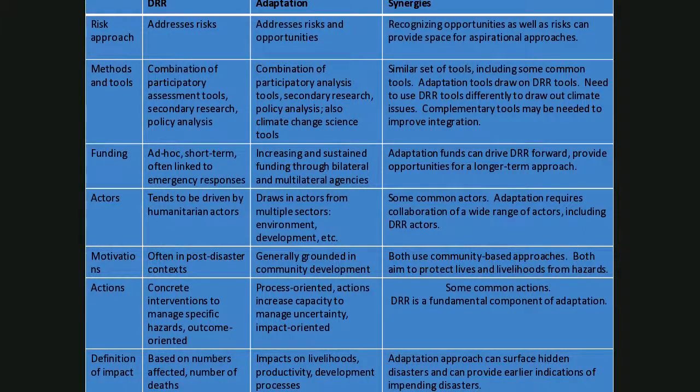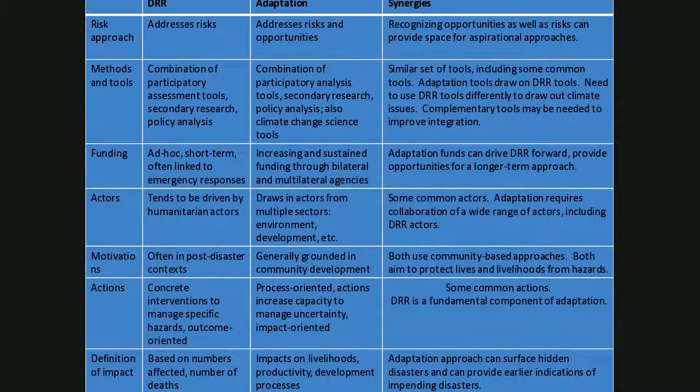When we look at adaptation, we say, okay, how are we going to help these communities to change their behaviors, to change their attitudes and their actions as a way to increase their capacity or their ability to manage what we believe is going to be the impact of the future, or the impact from climate, the impact from urbanization.